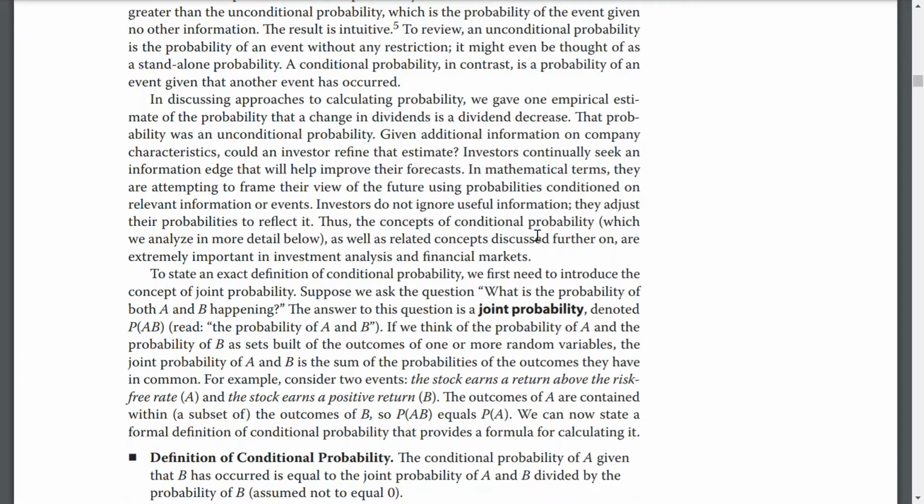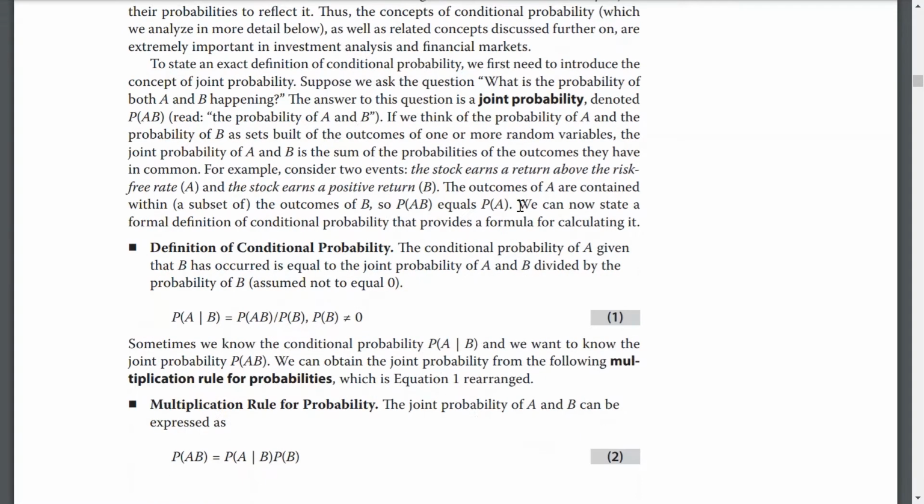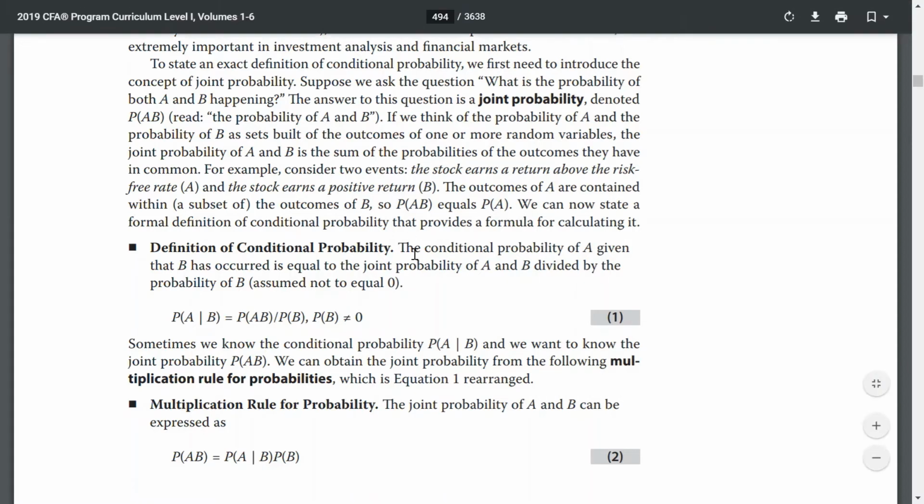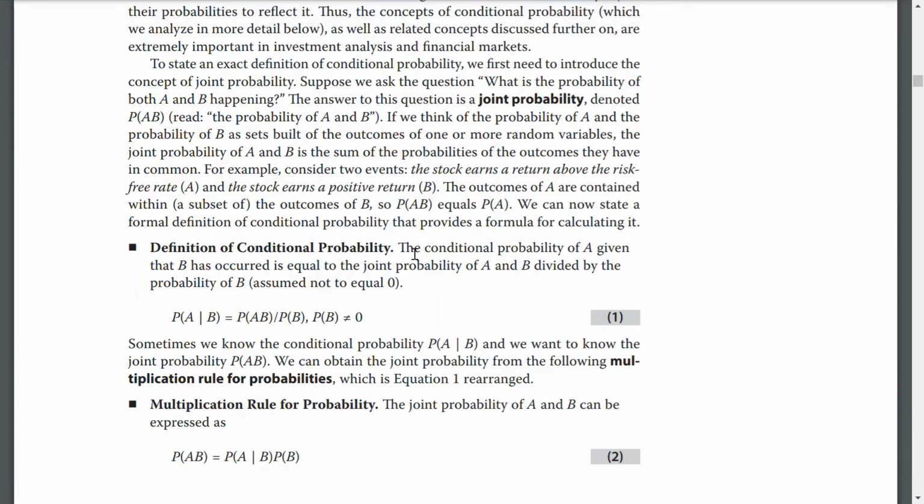Thus, the concept of conditional probability, which we analyze in more detail below, as well as related concepts discussed further on, are extremely important in investment analysis and financial markets. To state an exact definition of conditional probability, we first need to introduce the concept of joint probability. Suppose we ask the question, what is the probability of both A and B happening? The answer to this question is a joint probability, denoted P(AB), read as probability of A and B.